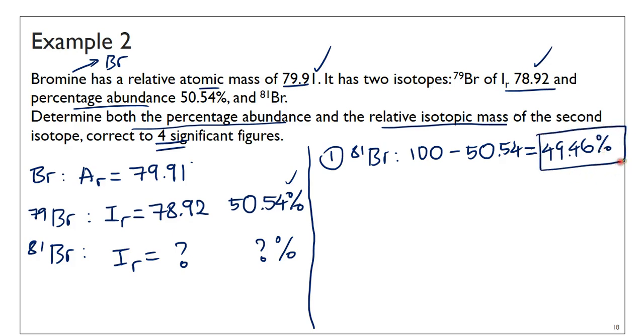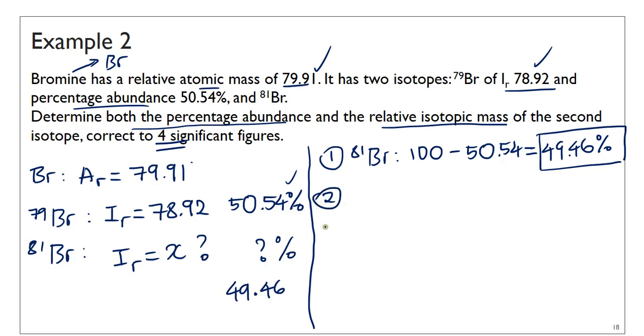So box your final answer, because this is one of the two unknowns that you need to find. I've got the percentage abundance of bromine 81, which is 49.46%. And then you need to find the relative isotopic mass now. You haven't used these two numbers, so you're going to have to use them. I'm going to call it X because I'm a math teacher sometimes.